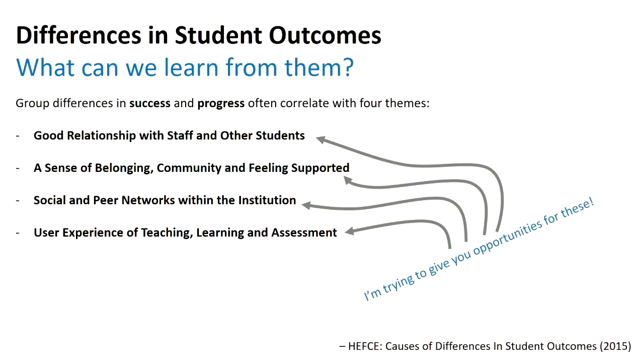But if you look at the underlying correlations, it's normally the group that has good relationships with staff and students that does better. The group that feels a sense of belonging and community and that they're supported does better. The group that has social and peer networks that they can draw information from does better. And the group that has a good user experience of teaching, learning and assessment does better.